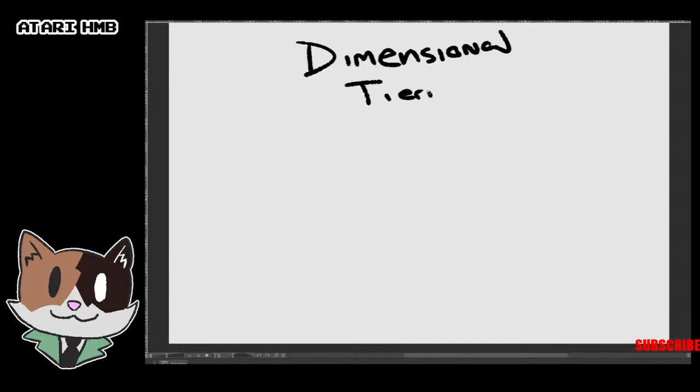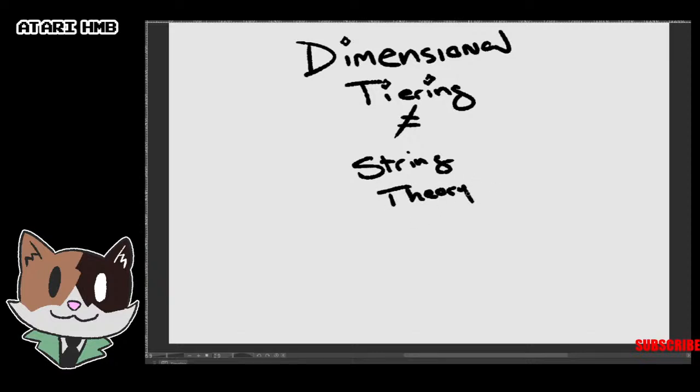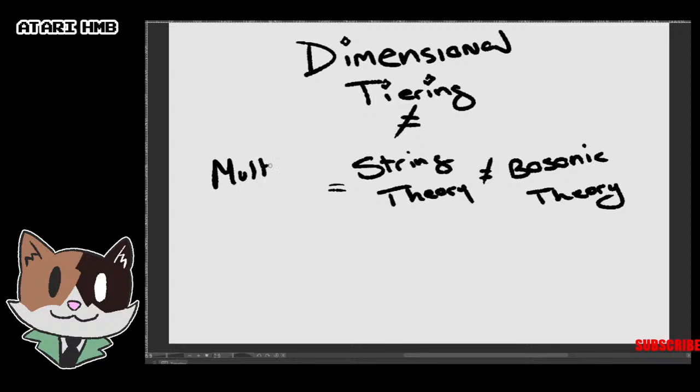Now, I've talked about this several times, but I still feel the need to do so. You see, dimensional tiering is a very specific category. What should be noted is that it is not equal to string theory, okay? String theory, and it is not equal to bosonic theory, because the idea is dimensional tiering, and dimensional tiering is more so really going to float towards multiverse theory.